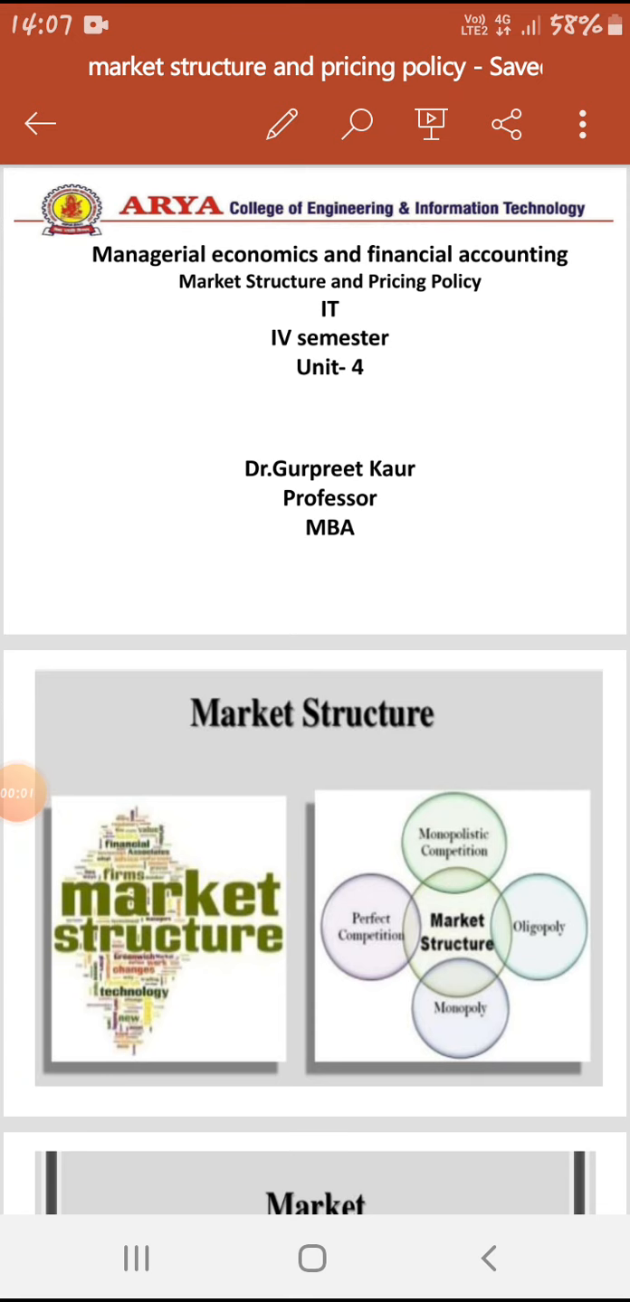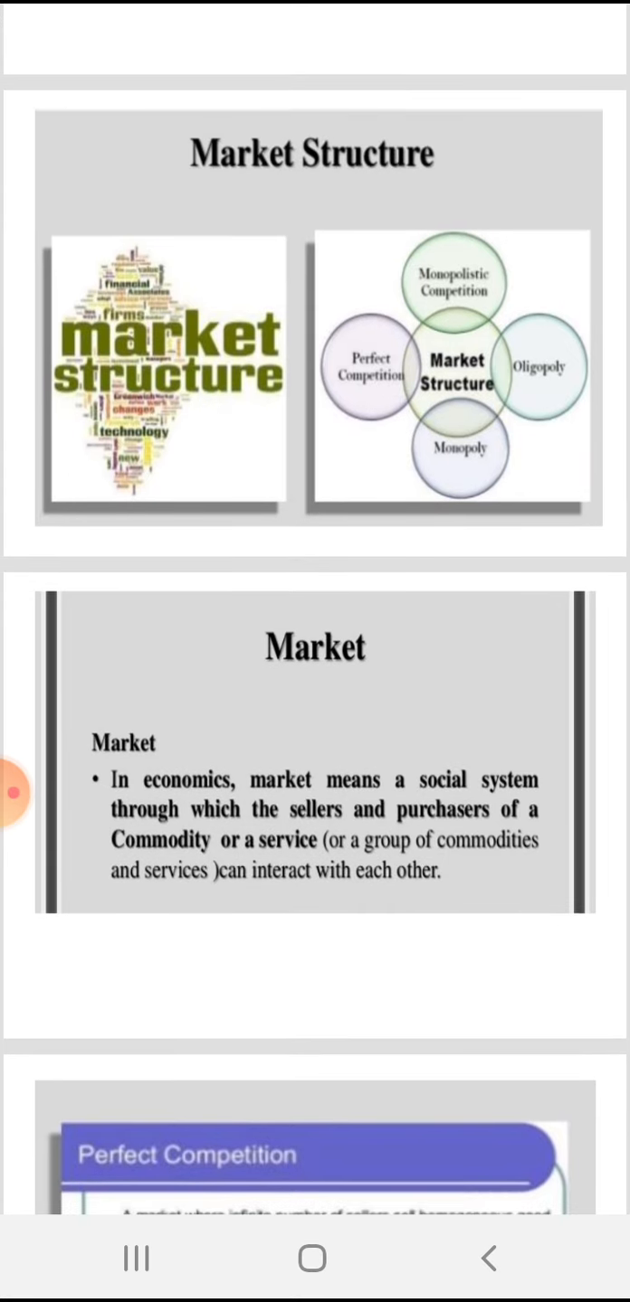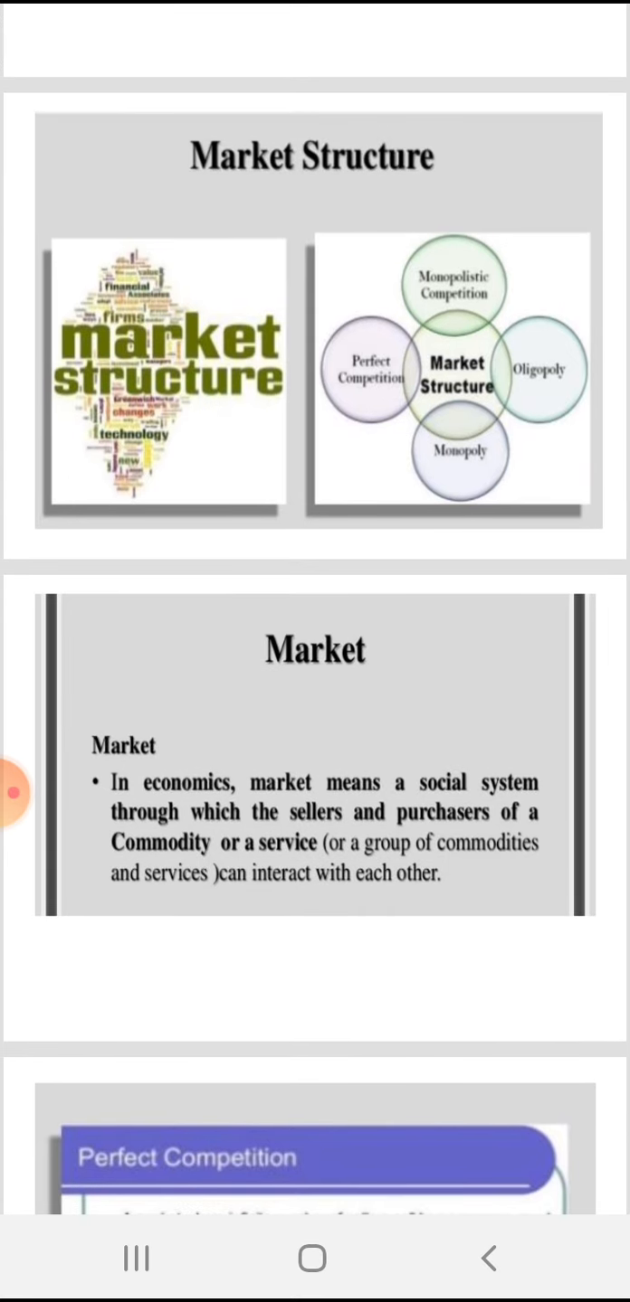Hello student, the topic is market structure and pricing policy, unit 4. Now let us see first of all the market structure. Market structure is divided into 4 parts: perfect competition, monopoly, monopolistic competition and oligopoly.